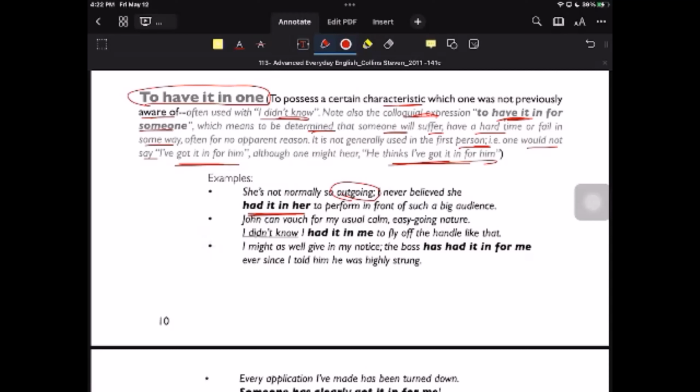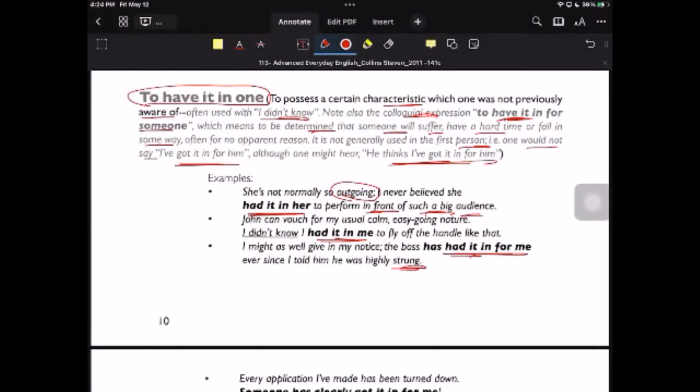So I didn't think she could perform in front of such a big audience. So I didn't know that she had this kind of characteristic. Okay, so she had it in her. It's used like that. John can vouch for my usual calm, easygoing nature. I didn't know I had it in me to fly off the handle like that.